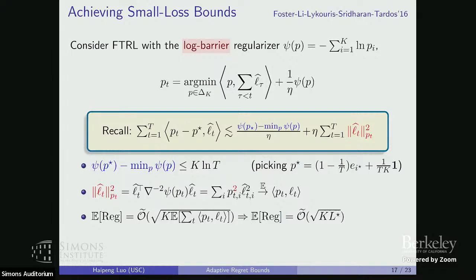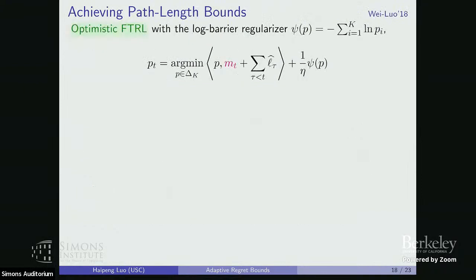Is that clear? Okay. So that's how you get this kind of small loss bound. And finally, let me also tell you how to get this path length bound, the bound that depends on the variation of the losses.